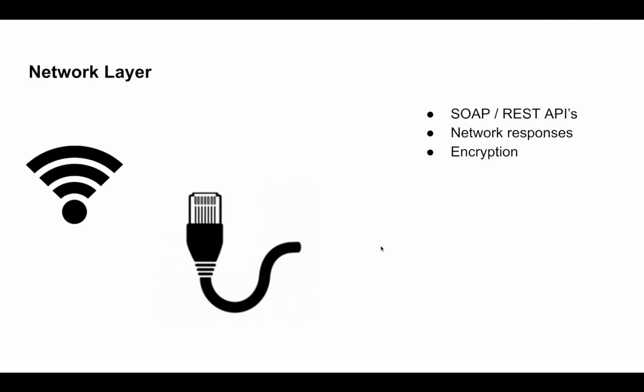Now, the network layer is the SOAP or REST API calls that the client application uses to connect with the servers over the internet. So, the topics that are covered in this section would be the SOAP and REST APIs themselves, and the kind of network responses and requests that happen between the client and server, and of course, encryption.